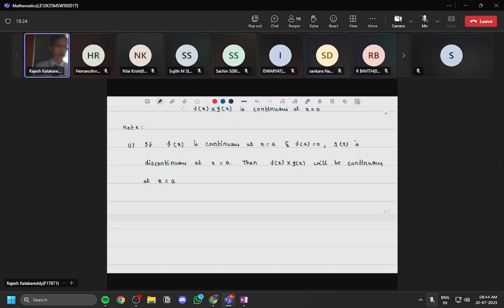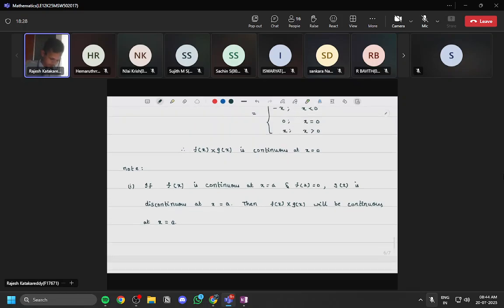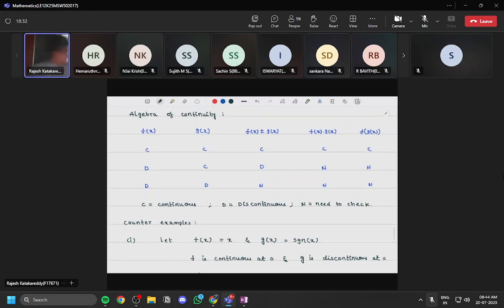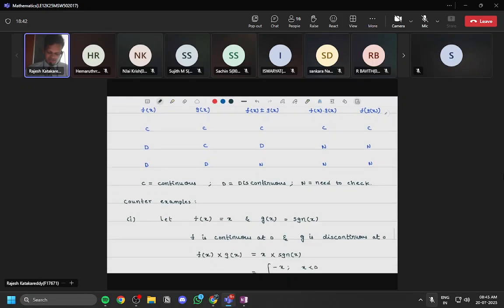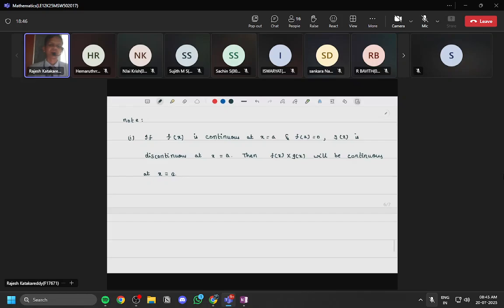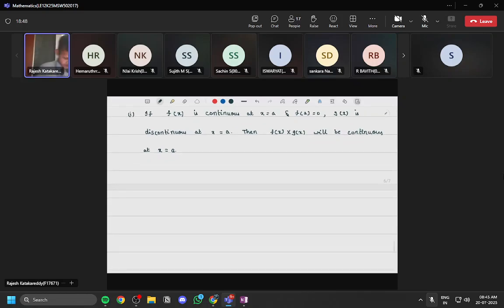Now second counter example we will go. In second counter example, I think, can I scroll down? I want to check here. I think I have given one counter example for this. Right? Then the last one we will see. Same. One continuous, one discontinuous we will take, and the resultant will be continuous. Clear? Can we go there? So this is the second counter example.